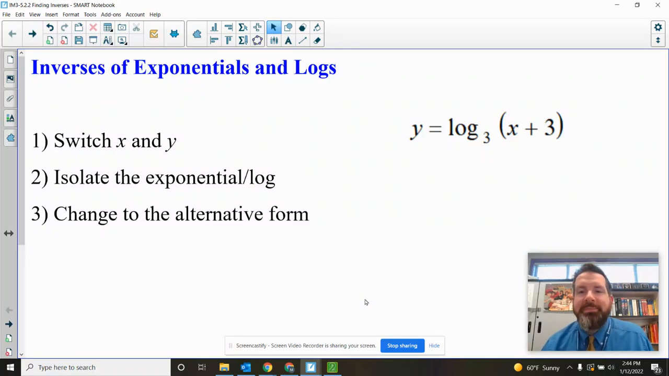So, hey, the goal here is just to show you a few more examples of finding inverses of logarithms and exponentials. And in each case, the process is the same. So, a couple of notes. Note one.